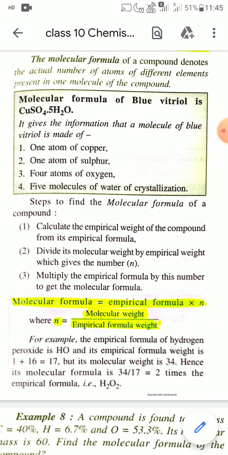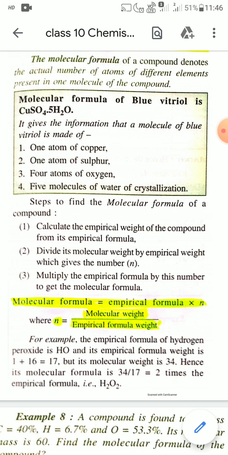So molecular formula is equal to empirical formula into the common number n. And how will you get the number? You have to divide the molecular formula weight by its empirical formula weight. So molecular formula is equal to empirical formula into n, where n is equal to molecular formula weight divided by empirical formula weight. For example, the empirical formula of hydrogen peroxide.